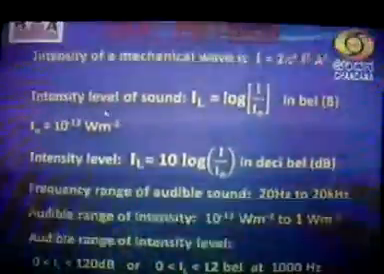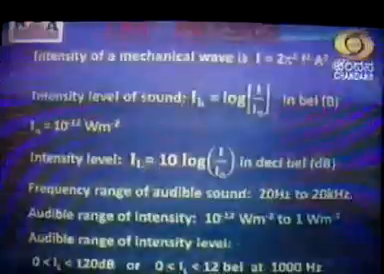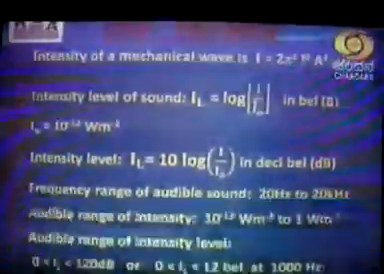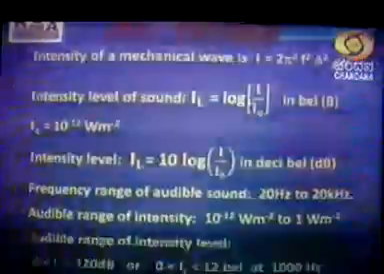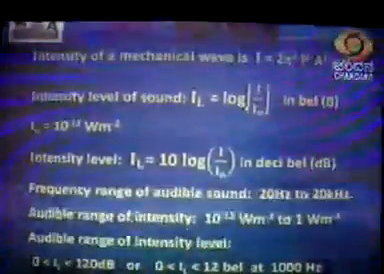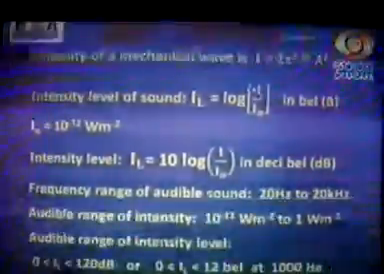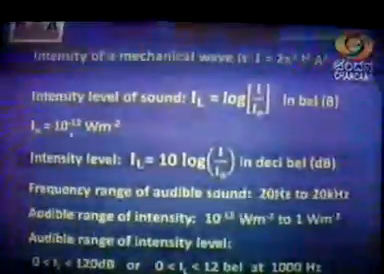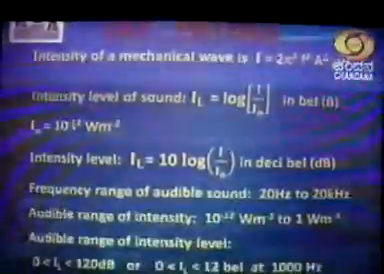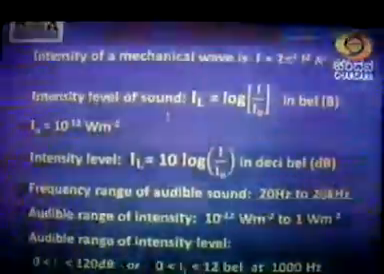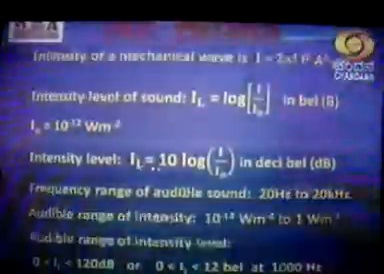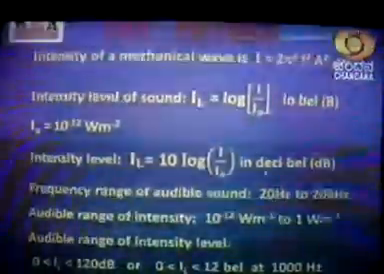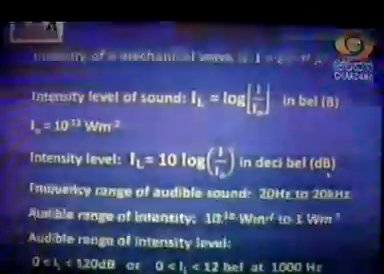Next, intensity level of that sound. Intensity level is expressed in bel as the logarithmic ratio of I by I naught, that is, the base is considered to be 10 here. I is the intensity of that wave in the medium, and I naught is the standard value of intensity, whose value is equal to 10 raised to minus 12 watt per meter square. And the same is expressed in decibels, that is, IL equals 10 times log of I by I naught. dB is the symbol for decibel.